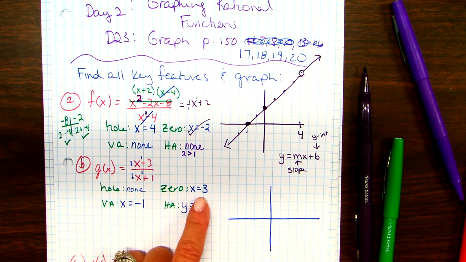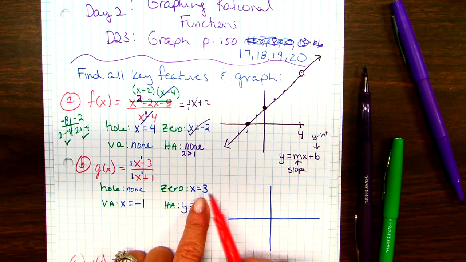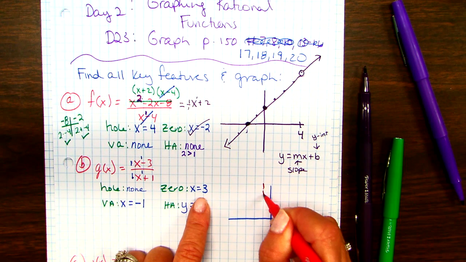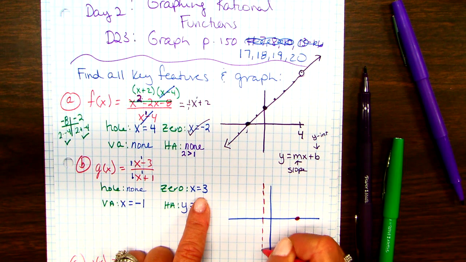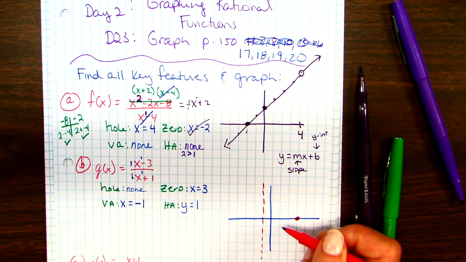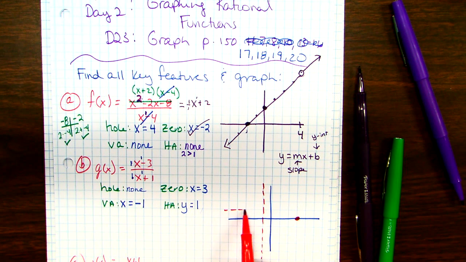Okay, we have an x, so understand what a 0 is. It's your x-intercept. At +3, our graph is going to hit the x-axis at 3. We're going to have a vertical asymptote at x equals -1, and a horizontal asymptote at y equals 1.